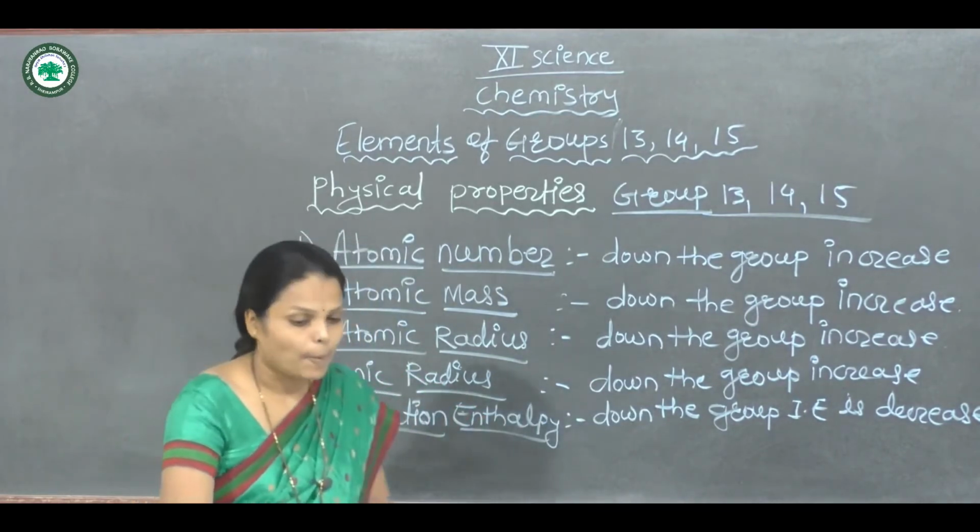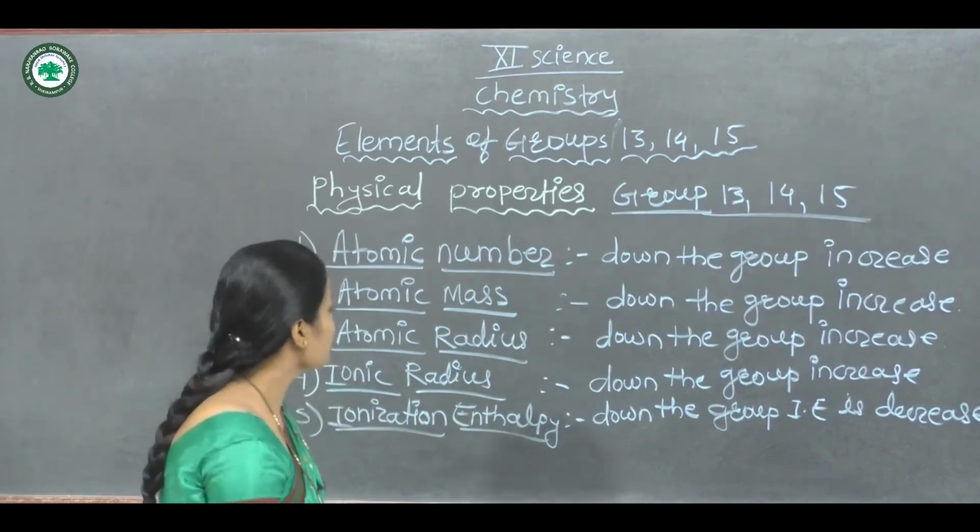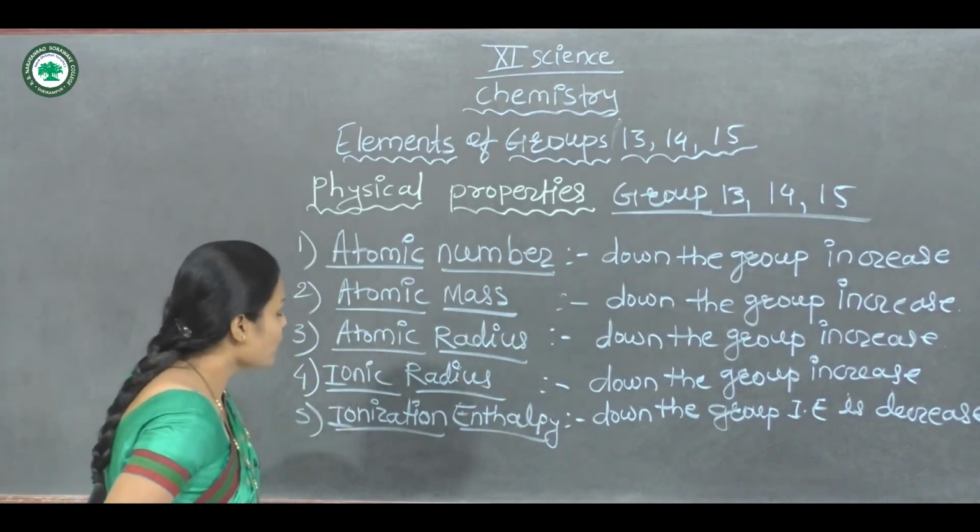Next property. The next property, number 6, is electronegativity.